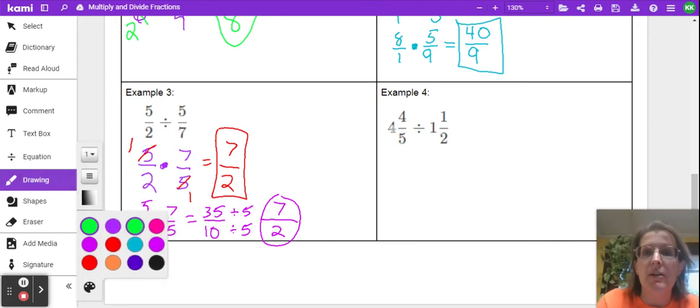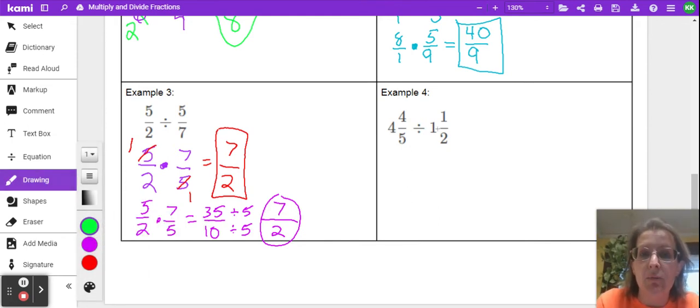And the last example, 4 and 4/5 divided by 1 and 1/2. They're both mixed numbers, so we need to change them into improper fractions. 5 times 4 is 20. 20 plus 4 is 24. Then we keep the same denominator. So I have 24/5 divided by 1 and 1/2. 2 times 1 is 2, plus 1 is 3. So we get 24/5 divided by 3/2.